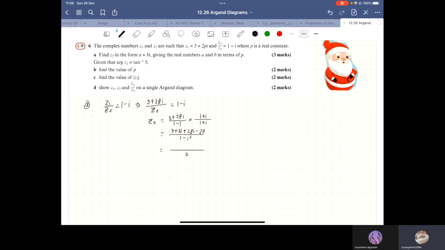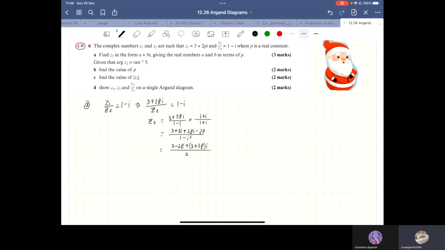And the numerator, we will group the i's together and the real part together. Imaginary part with imaginary part, real part with real part. What is the real part here? Just the 3. Wait, is the p part of the real part? Yes. Anything without the i. That's it. Okay. 3 minus 2p. And then 3 plus 2p is our imaginary part.